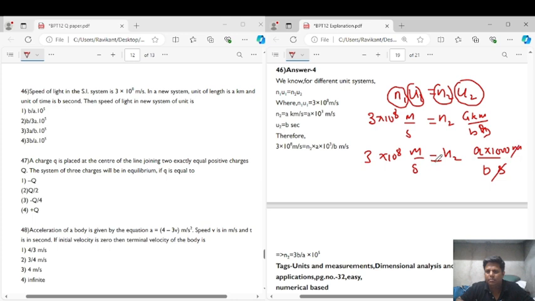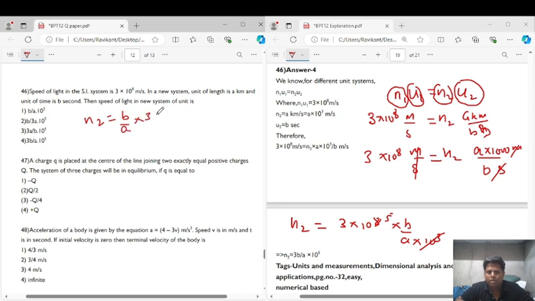So meter per second cancels out. What we are left with is n2 = 3 × 10^8 × b by (a × 10^3). 10^8 divided by 10^3 makes it 10^5. What we are left with finally is n2 = (b by a) × 3 × 10^5. So 3b by a × 10^5 is in option 4. So the correct answer for question number 46 is option 4, right?